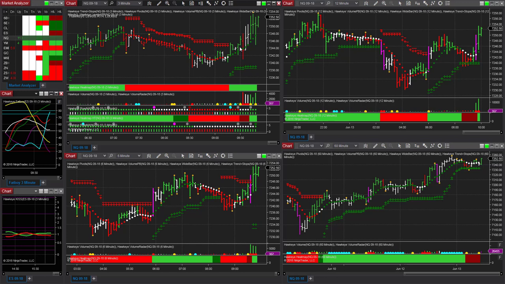Now, there are other tools that we can use to help us to make and discern those entries. Those are the Hawkeye Fat Boy and the Kiss. The Fat Boy is a nice tool that helps us to see relative strength or weakness of the markets and correlation. If we know the markets are correlated, then we know that they're all trending together.